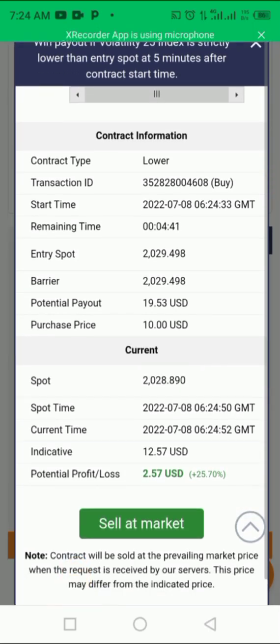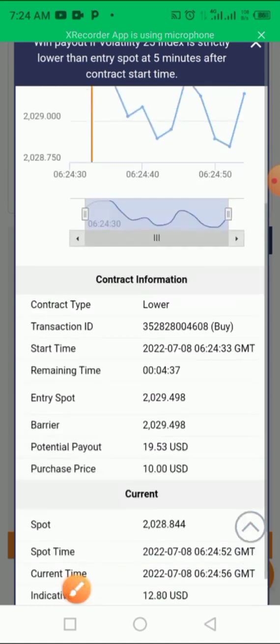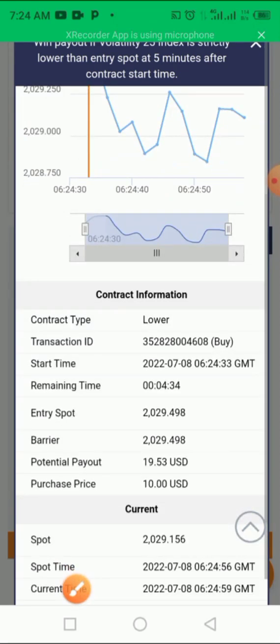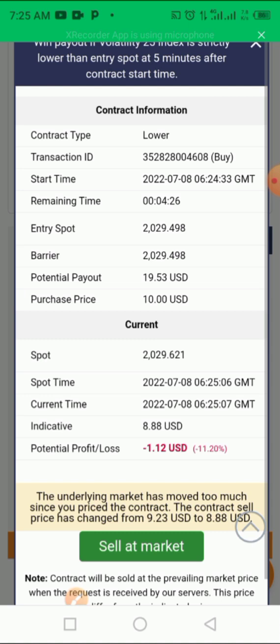So you can see it yourself. You can see the profit already going on. But I want to tell you one thing again. In case you enter and you find out that it's giving you profits and you don't want to wait for the time to expire, you can really sell it off. Are you getting me? You can just sell it off like this.